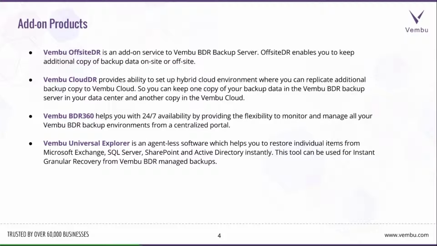Vembu VDR 360 is a product that provides you more manageability and flexibility in managing all your backup environments. You can map multiple VDR servers to your VDR 360 and manage them from a single centralized portal. And Vembu Universal Explorer is a product that helps you perform granular recovery of applications like Exchange, SQL, SharePoint, etc. So you can just have this utility and perform even a mail level restore from an Exchange server.